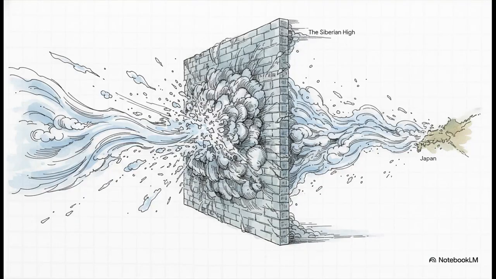Now here is a truly wild fact from the data. The track of these jet streams gets heavily bossed around by large landmasses. The massive Siberian high-pressure system literally acts like a brick wall in the atmosphere. It completely blocks the polar front jet over Russia, forcing it to dissipate, only to pick right back up again over Japan. It's like a river hitting a dam and reforming downstream.